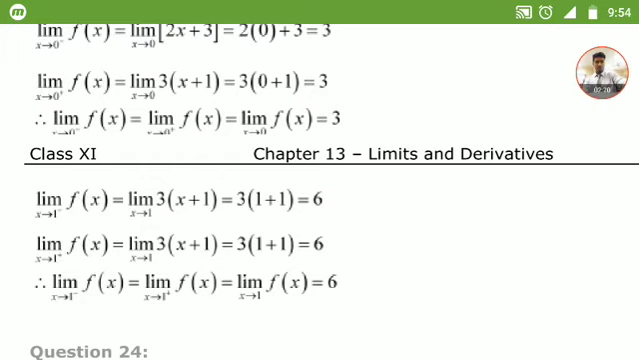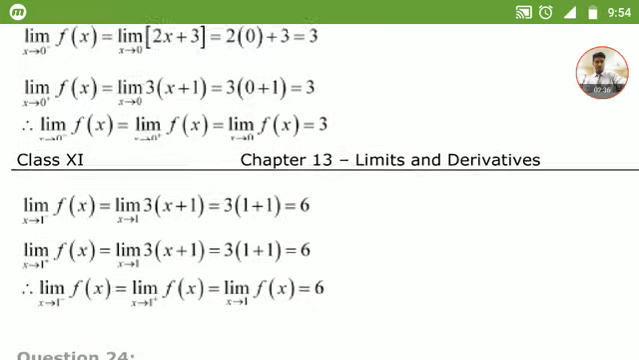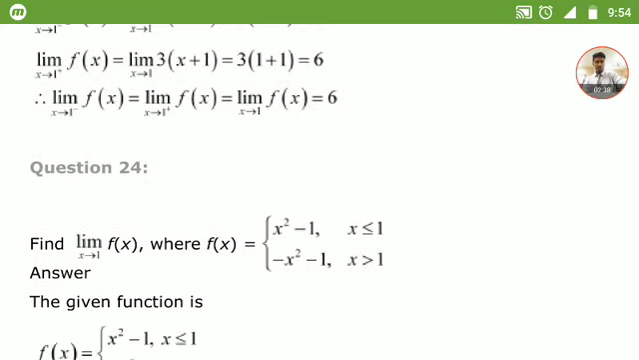Now I hope you understood why we have picked up 3x plus 1 and not the other one, because with x tending to 1, one side is left and one is right, meaning less than 1 and greater than 1. Both are the same because for x greater than 0, the function value is 3x plus 1. I hope you understood this numerical, kindly copy it down. After this, we'll be moving on to question number 24, which asks us to find the limit x tending to 1. This is a fairly simple one: one function for less than 1, and one more function for greater than 1 has been given to you.